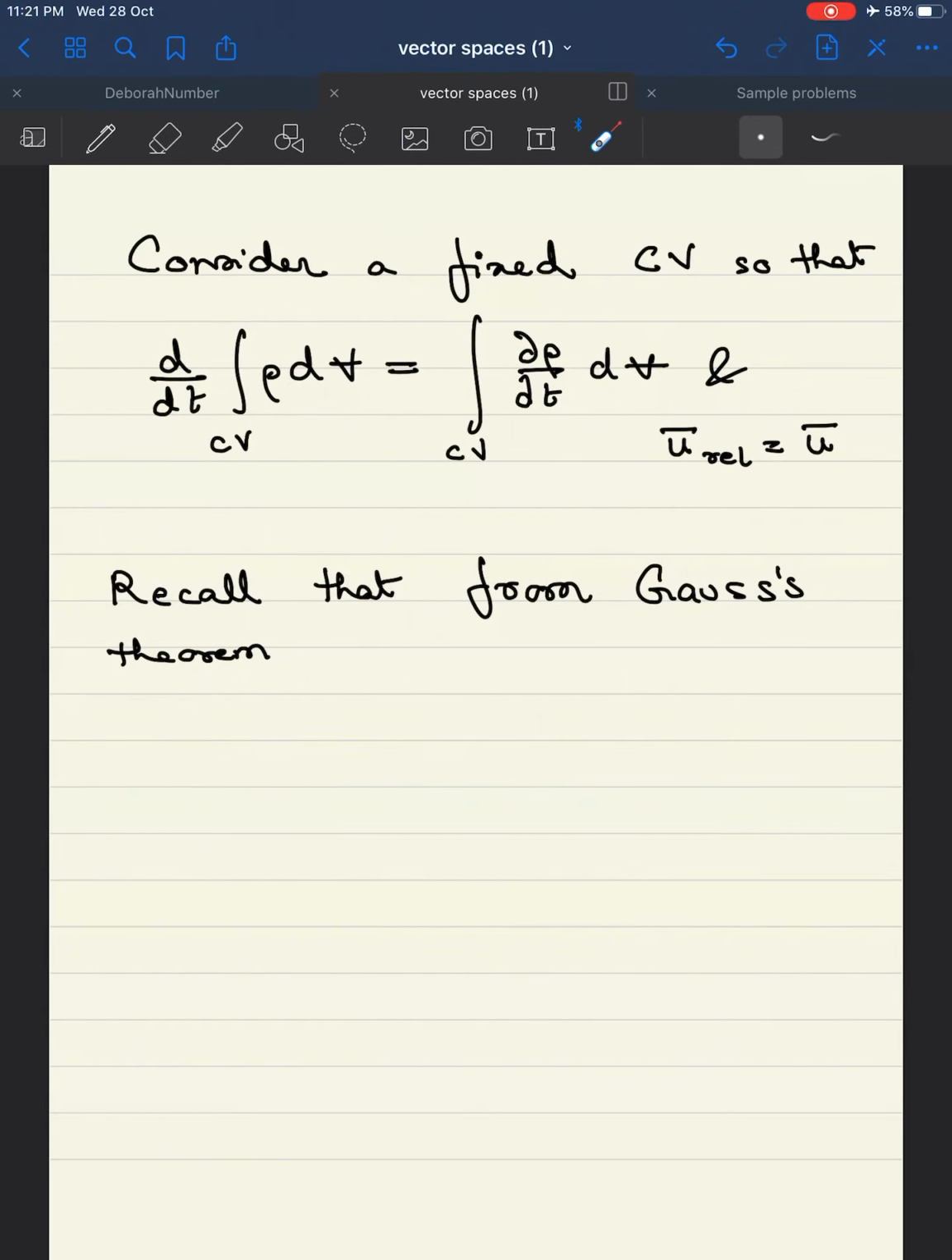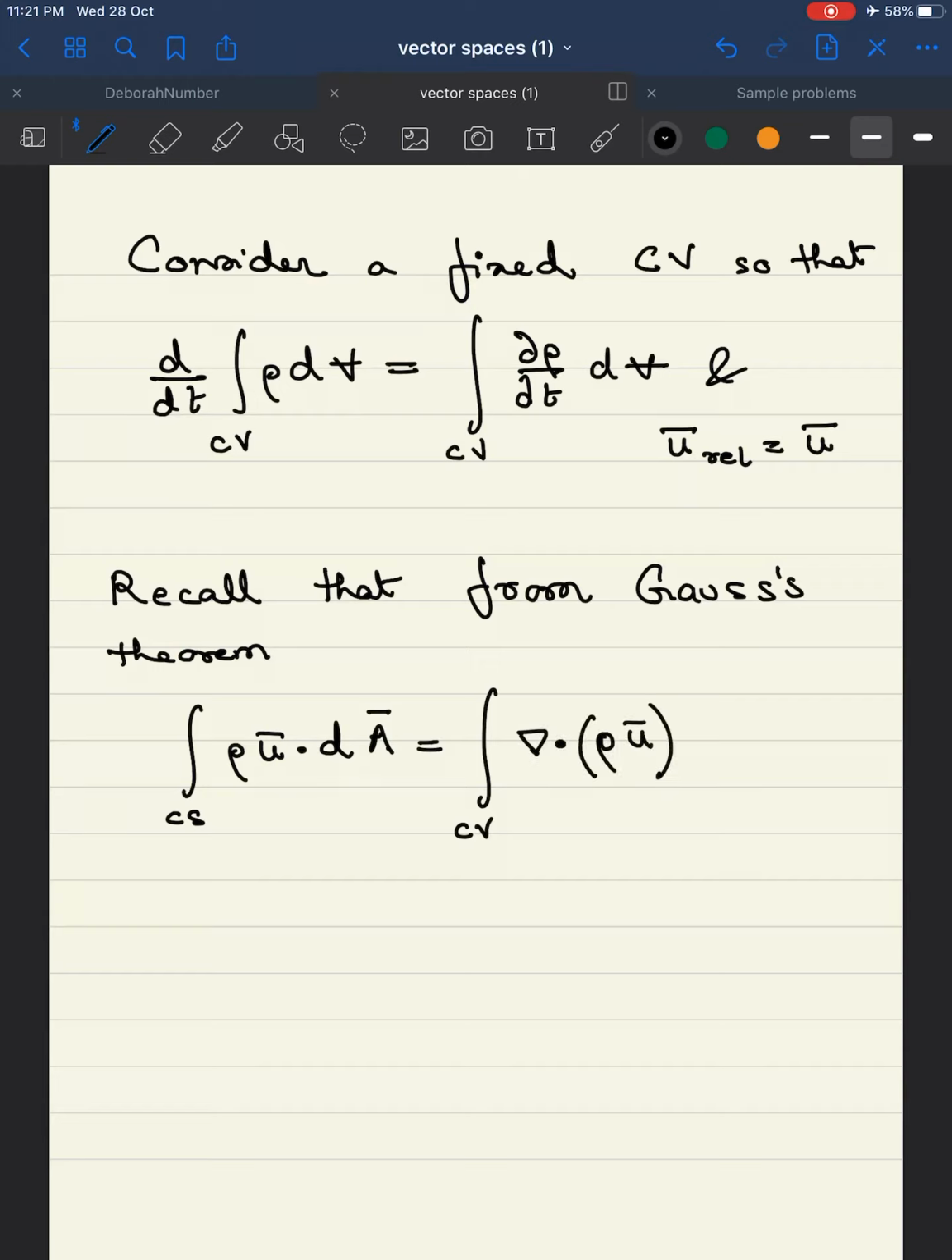So from Gauss's theorem, if you just care to look back at the notes of that particular class, you will see that I can drop the rel now, and that this is going to be equal to the integral over the control volume for this term. Where, by the way, this is in general a triple integral, this is a double integral, right? So we have related them.